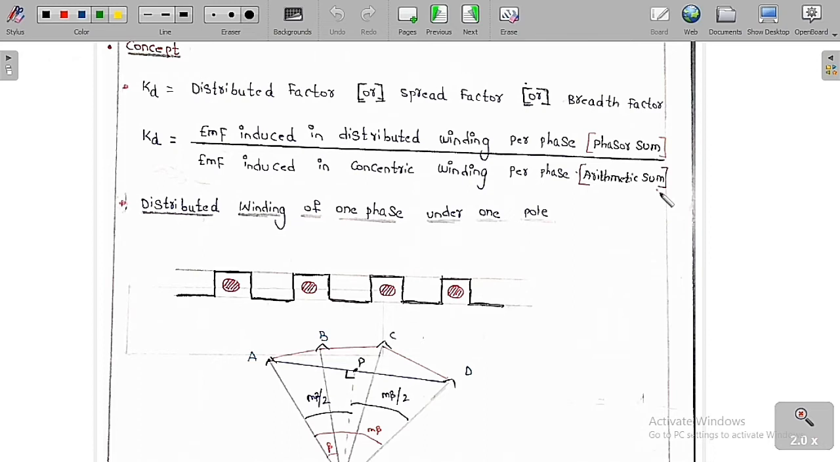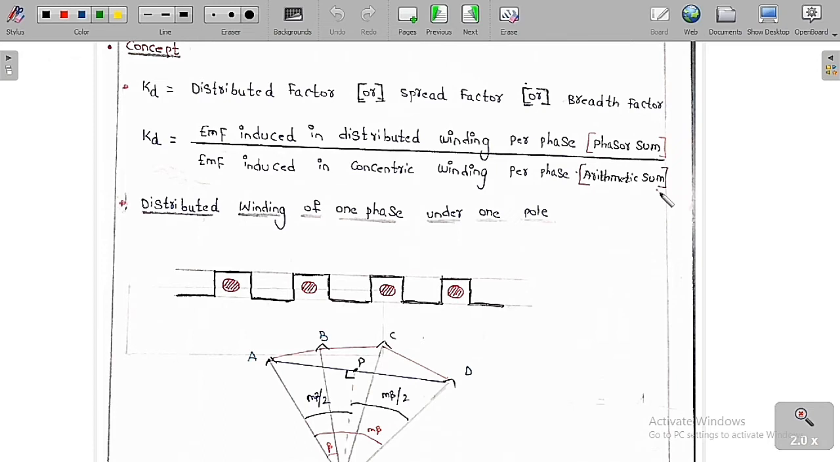It is a ratio of the EMF which is induced in the distributed winding per phase. It is basically a vector sum, by the ratio of the EMF which is induced in the concentric winding per phase, which is an arithmetic sum. So therefore, KD is the ratio of the EMF which is induced.